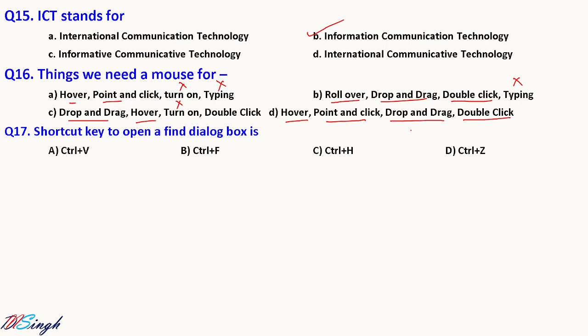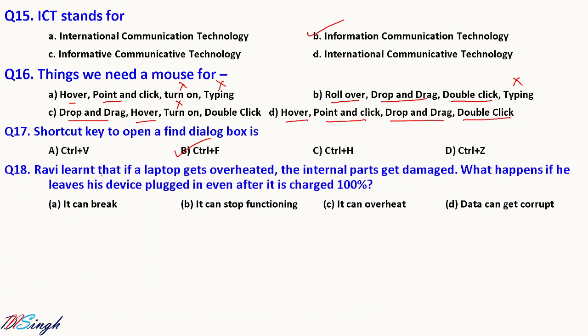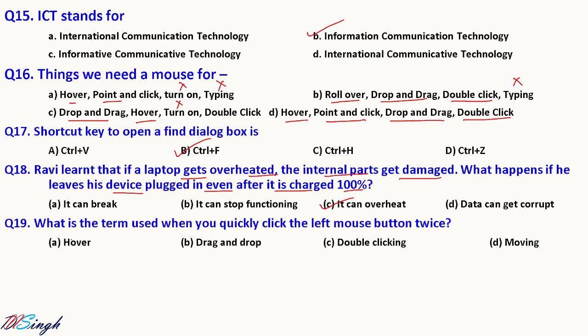Shortcut key to open a find dialog box. The correct answer is Control F. Control plus V is for paste. Control plus Z is for undo. Ravi learned that if the laptop gets overheated, the internal parts get damaged. What happens if he leaves his device plugged in even after it has been charged to 100%? The correct answer is it can break. No. It can stop functioning. No. It can overheat. Okay. Data can get corrupted. So the correct answer is what? It can overheat. Let us go for the next question.